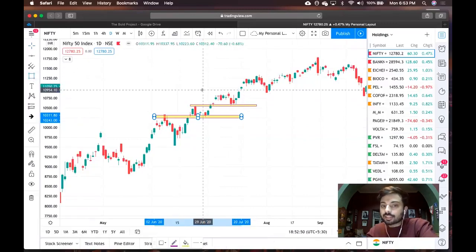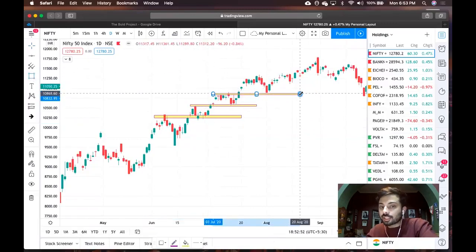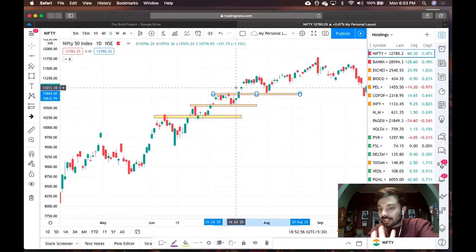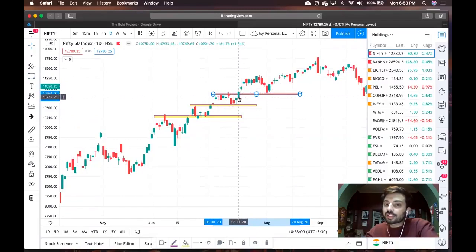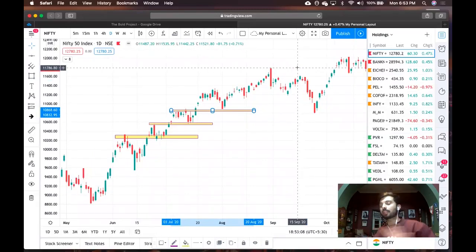You can again see this was my resistance, correct? Now, when this level was broken, don't jump the gun over here. Wait out. Don't chase the market. Let it come to you. Always, after the breakout, resistance becomes support again. Let it retest, then let it go higher. Concept will continue, guys. I hope things are making sense.